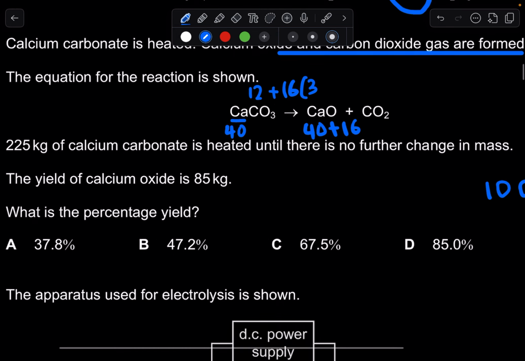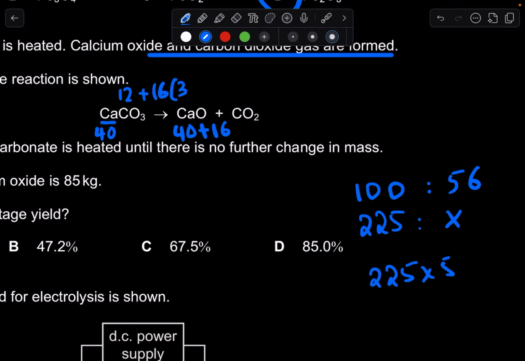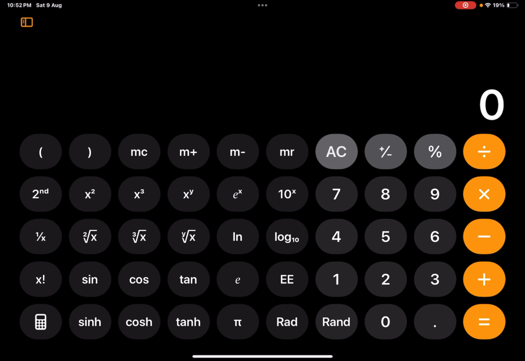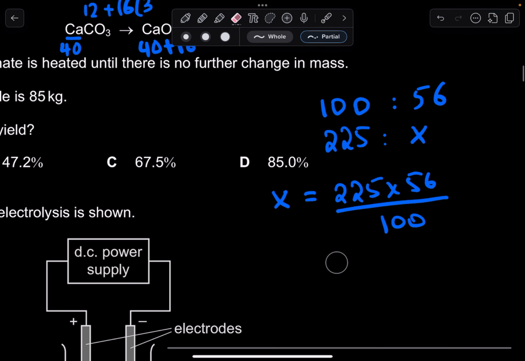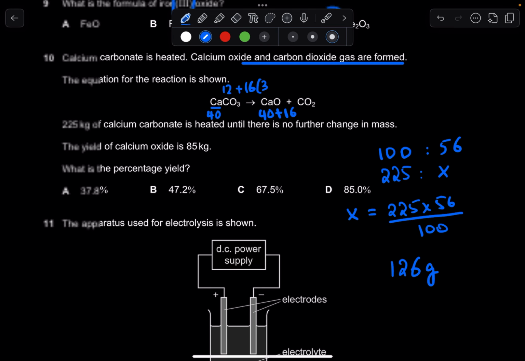And now since we have 225 grams, 225, how much should we produce? We're going to produce X grams. So it's 225 times 56 upon 100, which will give me the value of X. So 225 times 56 divided by 100. So I should have 126 grams of calcium oxide. 126 grams of calcium oxide I should have theoretically, but unfortunately this is not what I have. What I have is 85 kilogram.